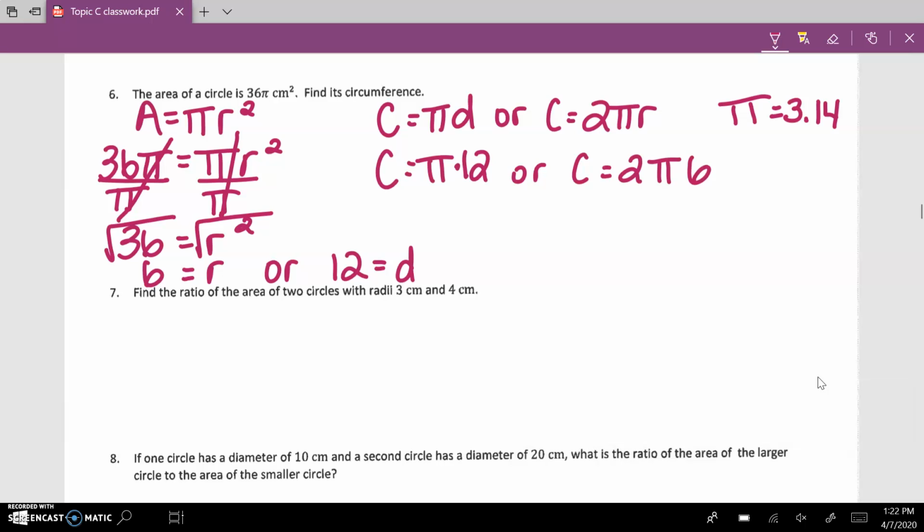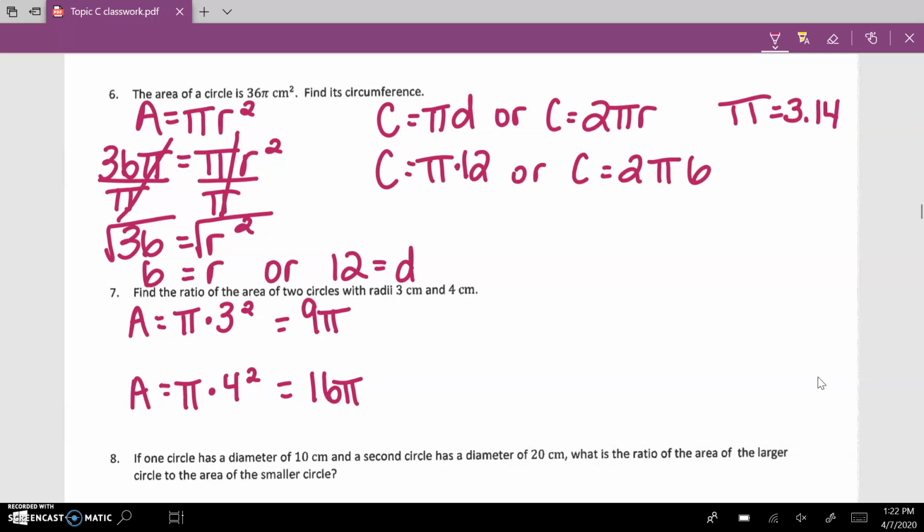Number 7 is another kind of odd one where it says find the ratio of the area of two circles with radii 3 centimeters and 4 centimeters. Okay, so we're finding the area. So we have two of them. We should find the area of two circles. And I'm just going to leave it in terms of pi. So we would have pi times 3 squared, and the other one is pi times 4 squared. So the first area would be 9 pi. The second one would be 16 pi.